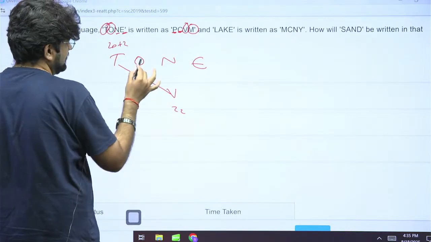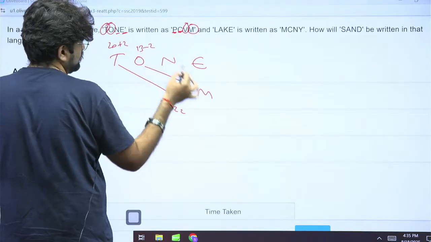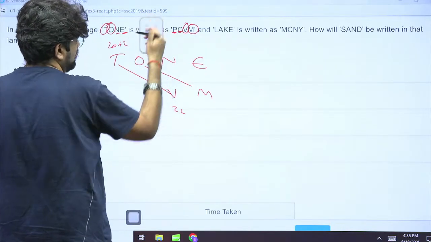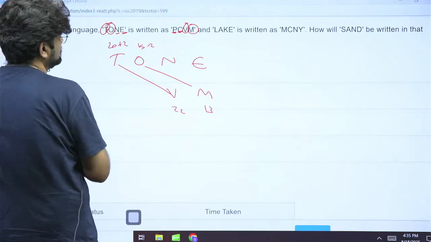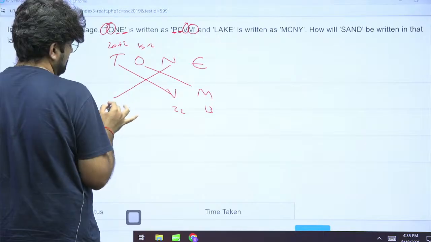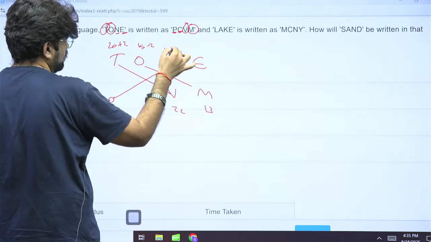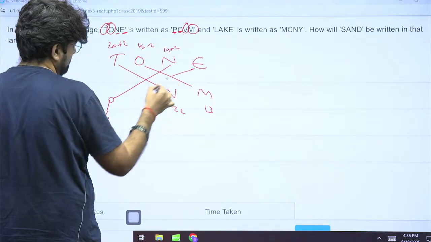And I am having 15 and 13. So this is 13 minus 2. Sorry, 15 minus 2. This is 14 and 16. This is 14 plus 2. And this is 5 and 3.